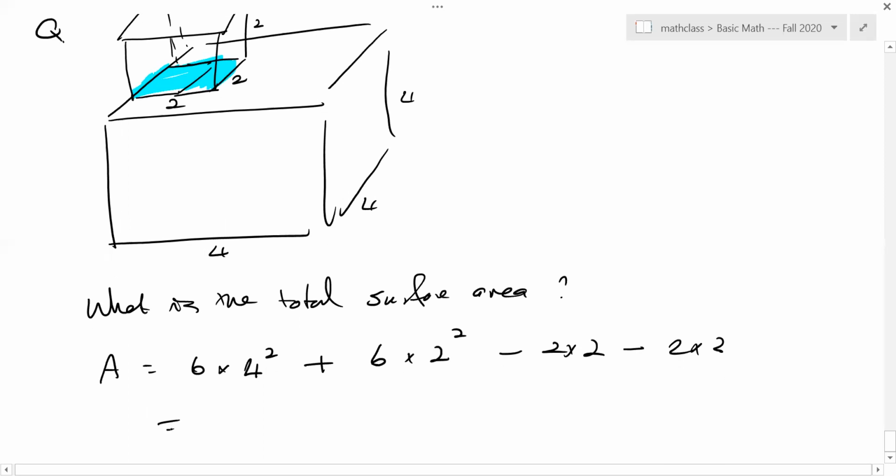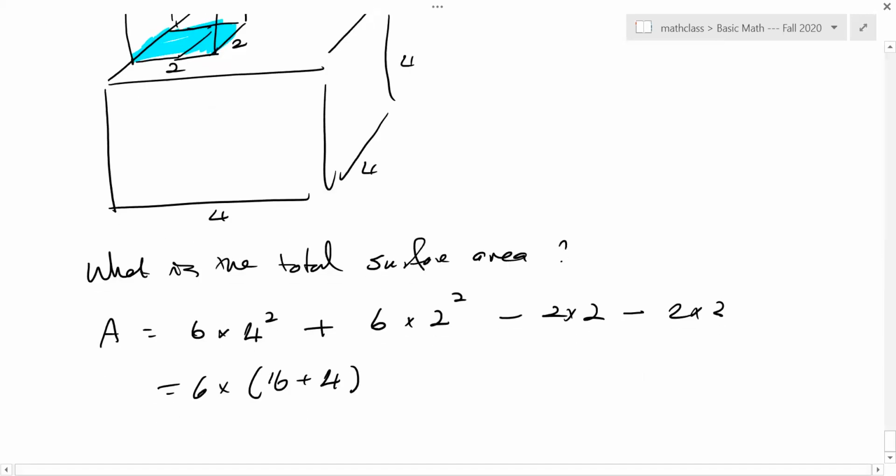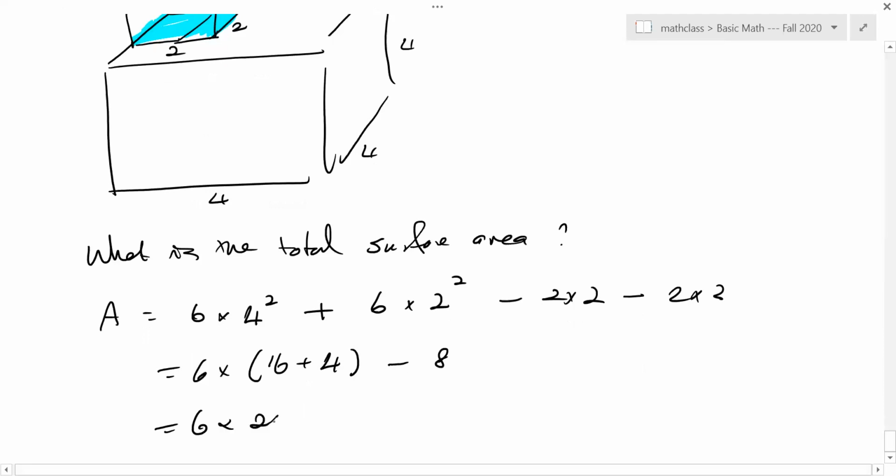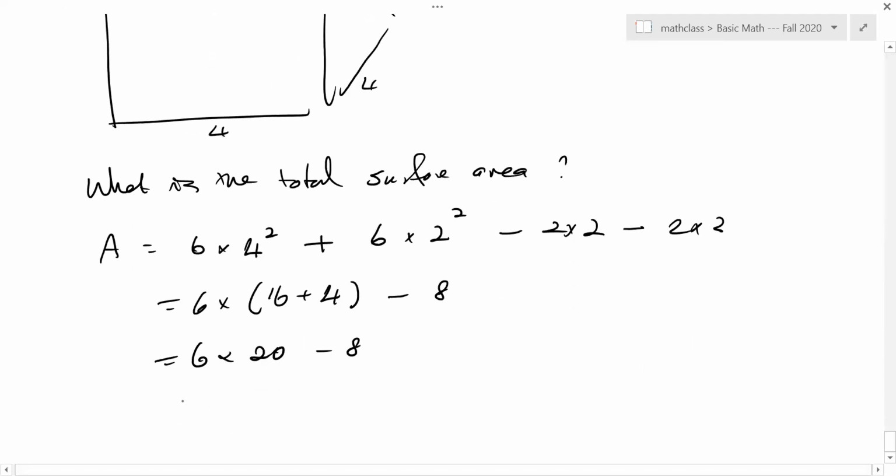So you will get, okay, how do you calculate, right? So 6 times 16 plus 4, right? Let's make it easier, you see? Minus 8. Okay, so it's going to be 120 minus 8, and 120 minus 8 is 112. I think Erica's answer is correct.